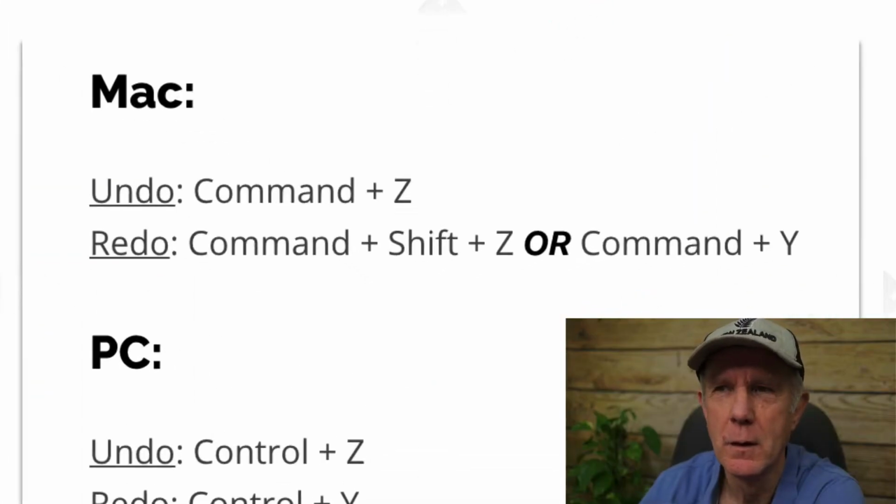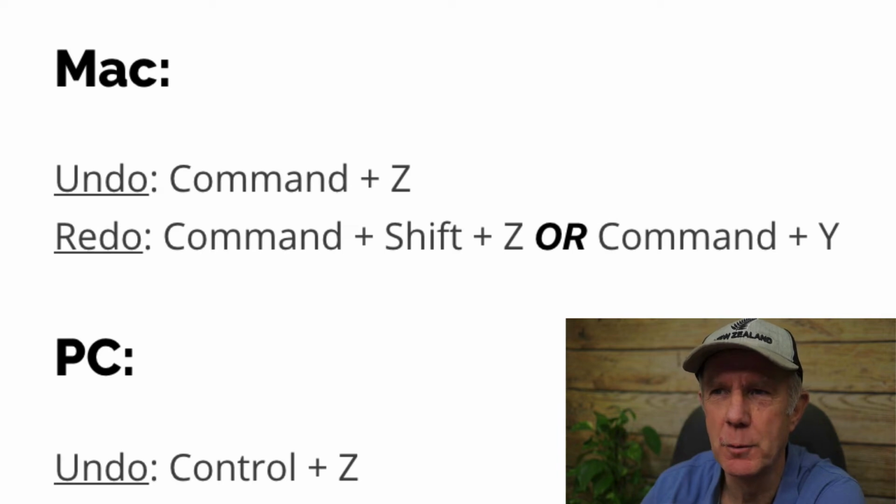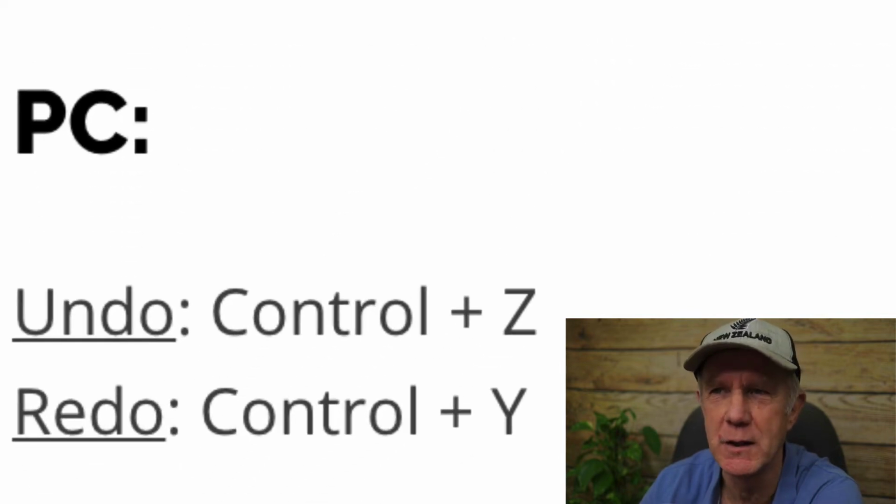If you ever want to undo the changes or redo the changes, on a Mac, just use Command plus Z. Redo is Command plus Shift plus Z or Command plus Y, and on a PC, undo is Control plus Z. Redo is Control plus Y. It comes in really handy for fast editing.